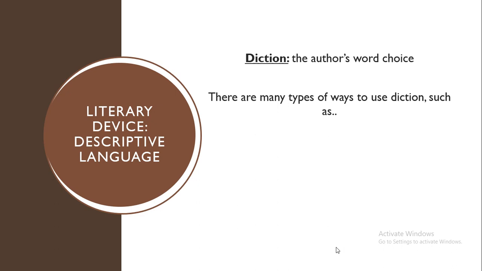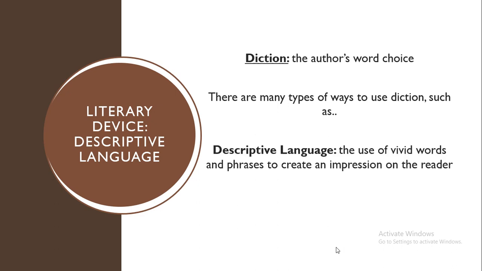There's lots of different ways to use words, especially depending on the type of literature that you are reading. And the one I want to focus on today is descriptive language, which is the use of vivid words and phrases to create an impression on the reader. So, hopefully, you defined vivid for your vocab like you were supposed to, and you know what that word means.